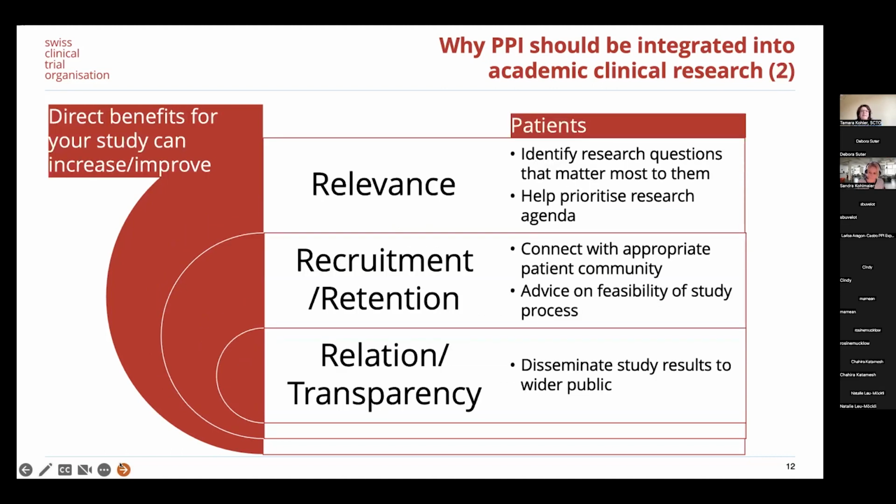What are the direct benefits for your study, and how? What can it improve or increase? It can certainly increase the relevance of your study. Patients can support identifying research questions that matter most to them, or help prioritize research agenda. It can also improve the recruitment strategy by connecting you with the appropriate patient community, or improve the retention by giving advice on the feasibility of the study process. And patients can support you with dissemination of the study results to a wider public.